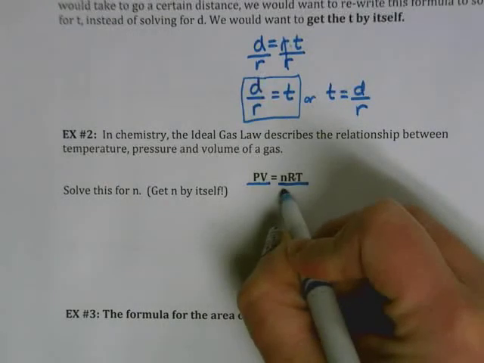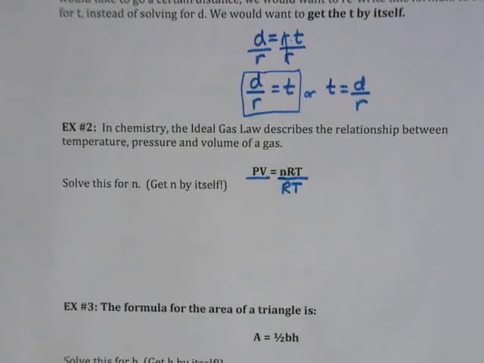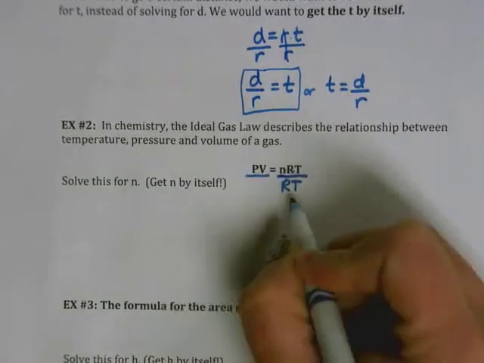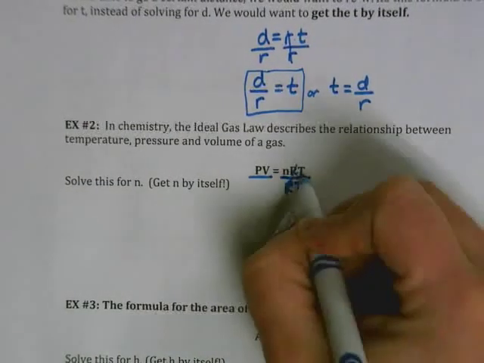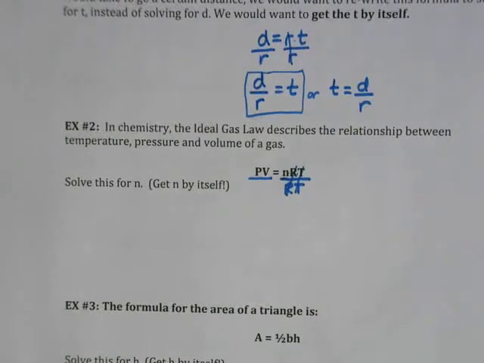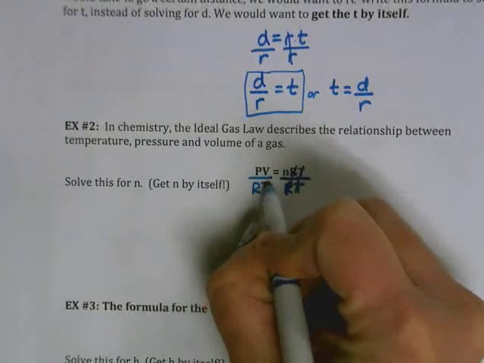We actually want to get rid of the times r and the times t, so let's divide by r and divide by t. The whole purpose of that is going to be that this r divided by r goes away, and the t divided by t goes away. It'll leave the n by itself. But whatever we do on one side, we have to do on the other.